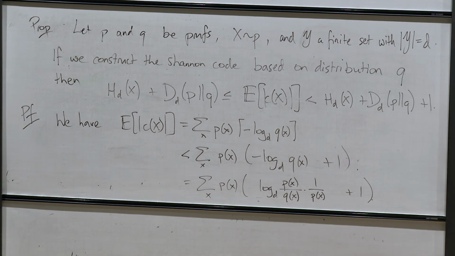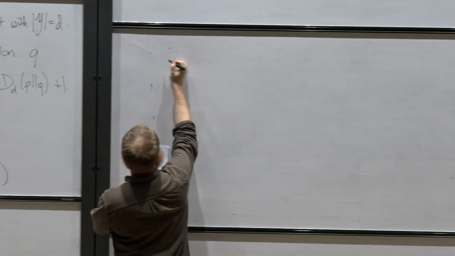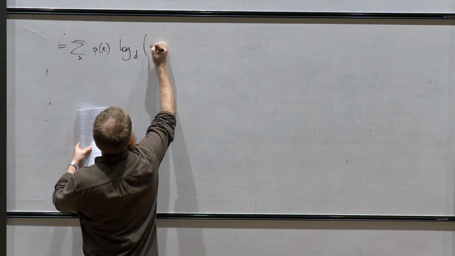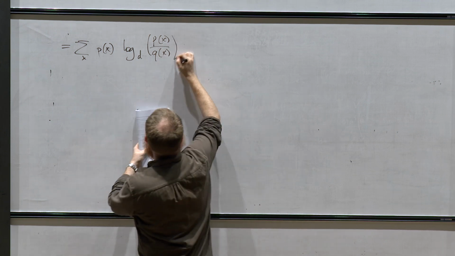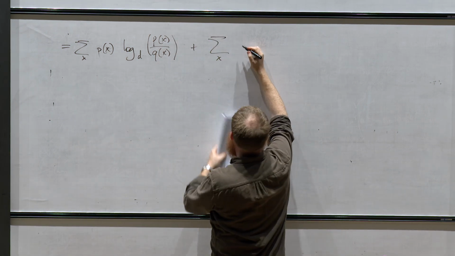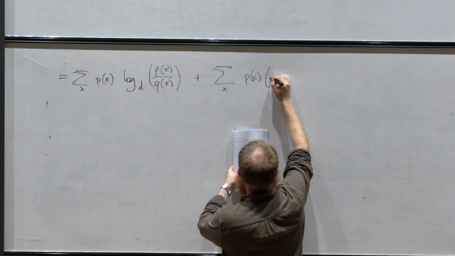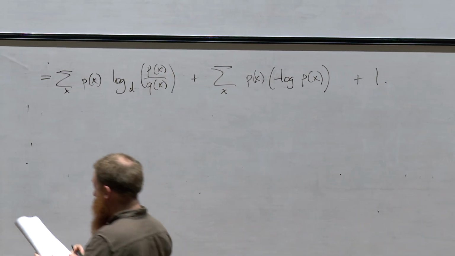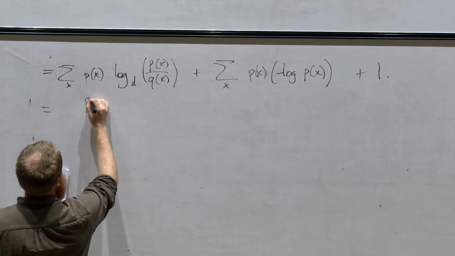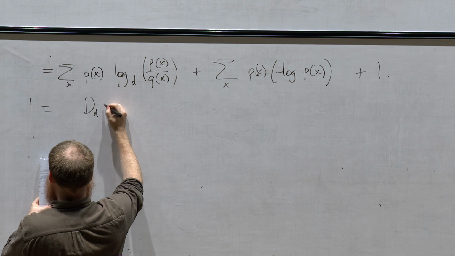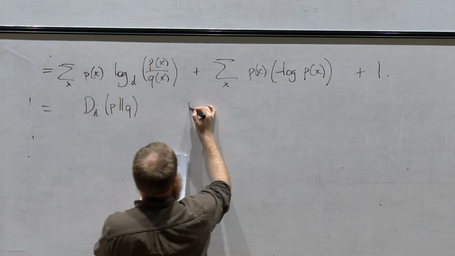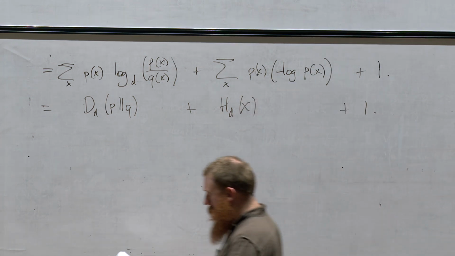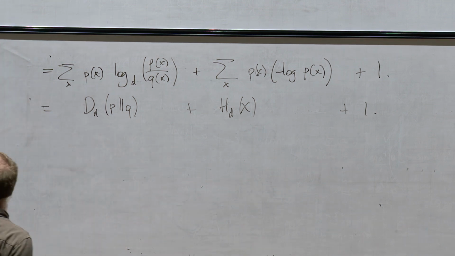Okay, so now that I have this, we can keep going. We use the log to split up that product, and we get this is equal to the sum over x of p(x) log to the base D of p(x) over q(x), plus the sum over x of p(x) times minus log of p(x), plus 1, which is equal to, we just read off what it is, it's exactly the divergence to the base D of P against Q plus the entropy to the base D of X plus 1 as desired. Okay, so that's the upper bound.